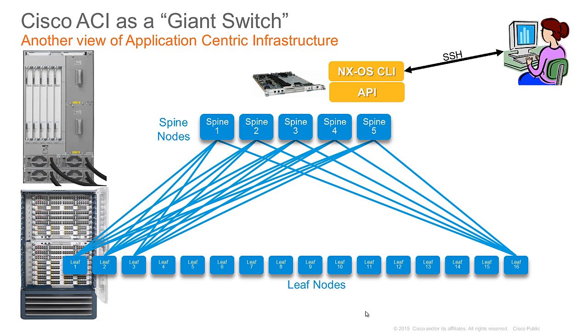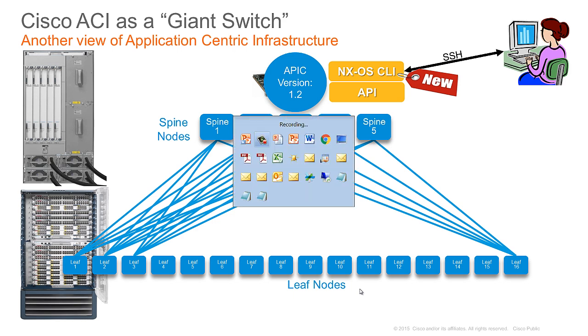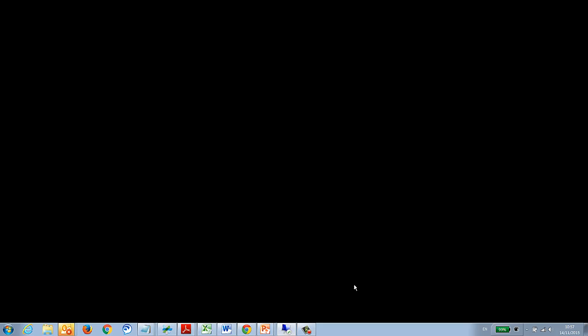What is new in ACI release 1.2 is that the APIC, the application policy infrastructure controller that performs all of the policy and configuration management, now also supports an NX-OS style CLI. So that's what this demonstration will focus on today: showing you the NX-OS style CLI introduced in ACI release 1.2. So let's go ahead and connect to the lab.